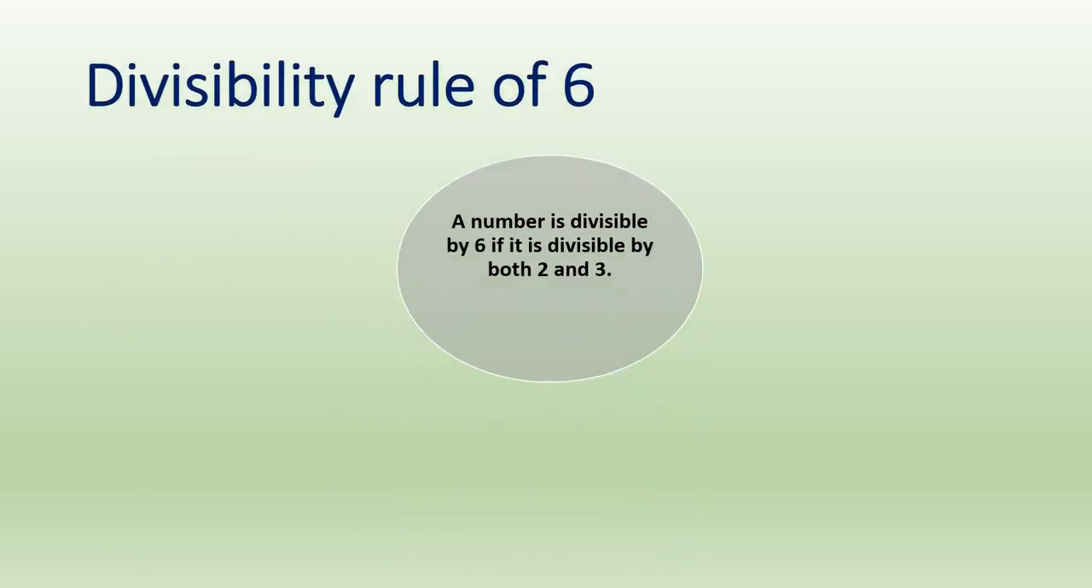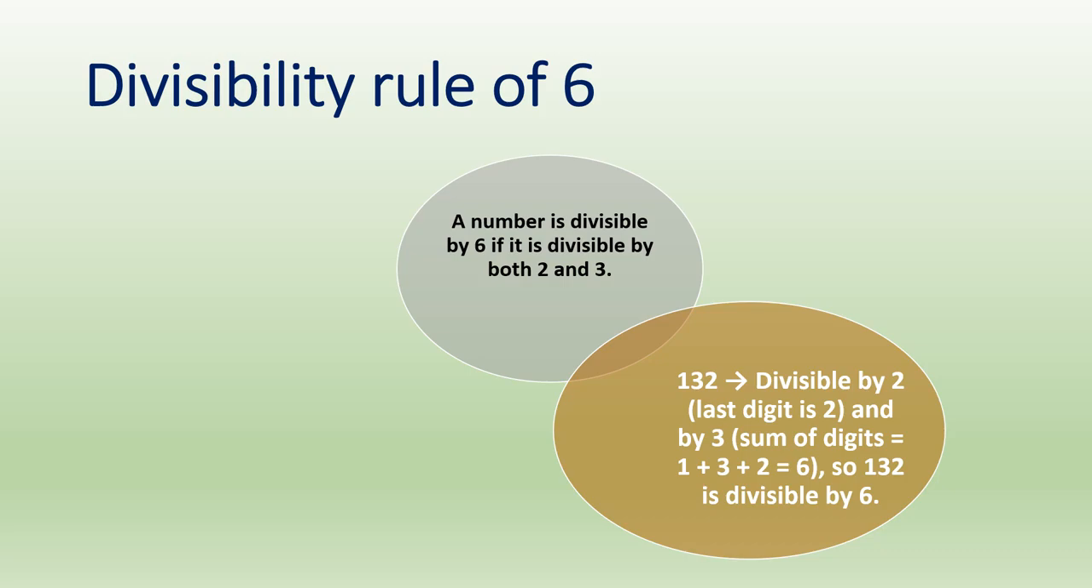Next, divisibility rule of 6. A number is divisible by 6 if it is divisible by both 2 and 3. So, for checking the divisibility of 6, we have to check whether the number is divisible by 2 and 3. Then only we can say the given number is divisible by 6. If it is not divisible by either 2 or 3, we have to conclude that the given number is not divisible by 6.